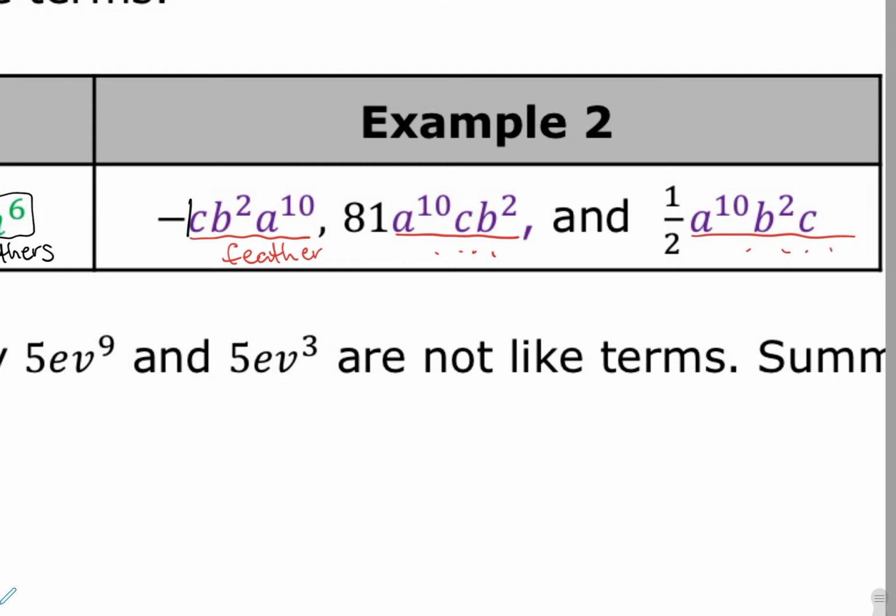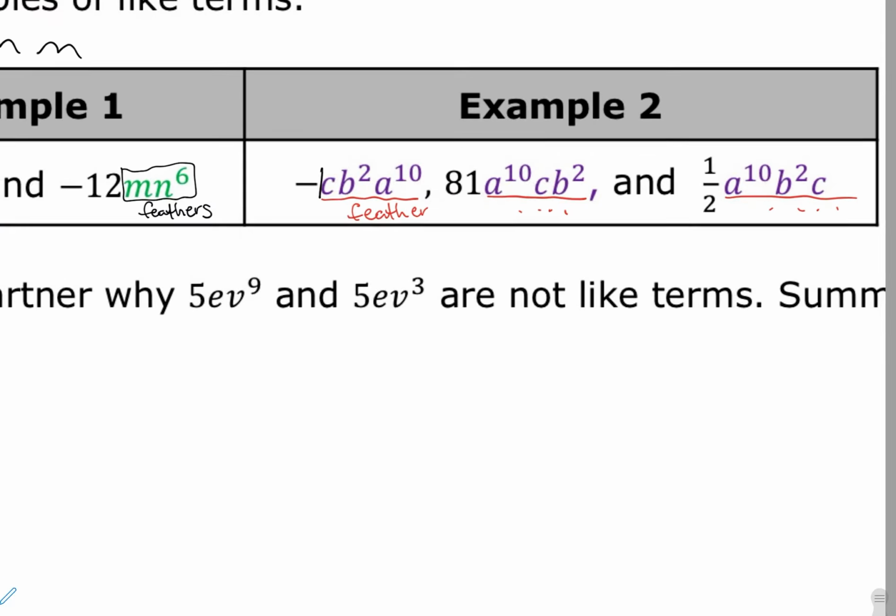So in my calculator, if I want to combine these two, I would type in -1 plus 81. This is a positive 81. Plus 1/2, because this is a positive 1/2. We're going to add these bad boys together. Combining like terms means you are adding.